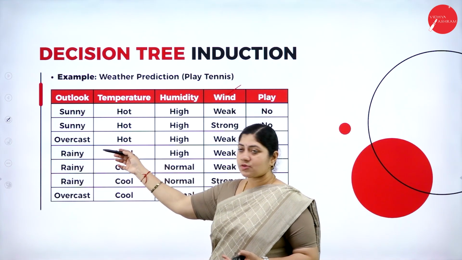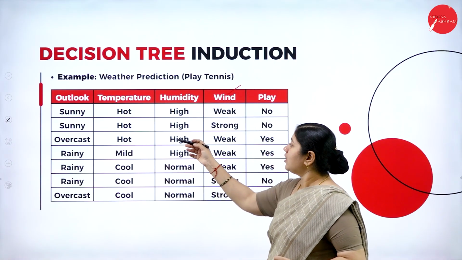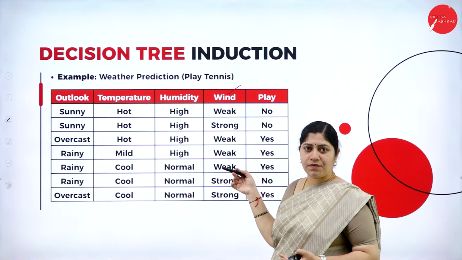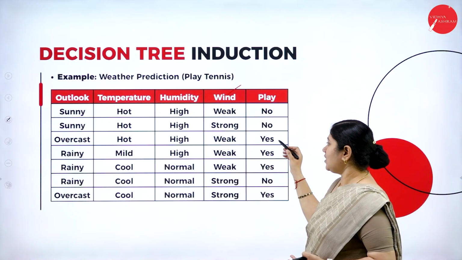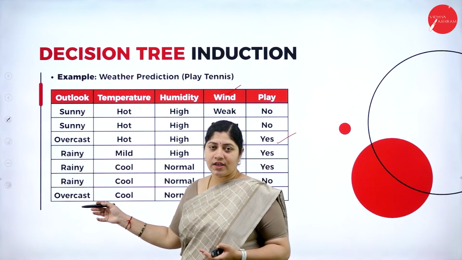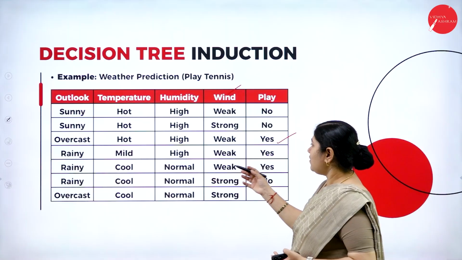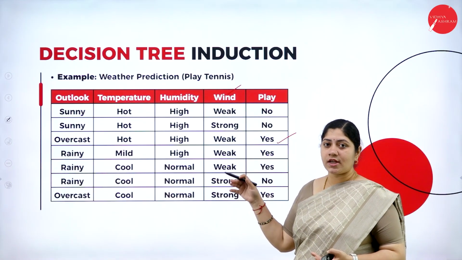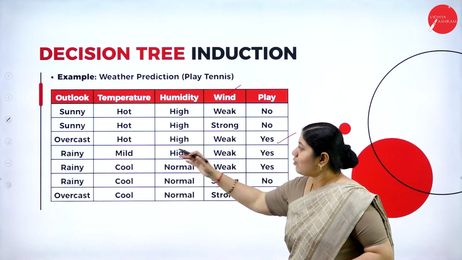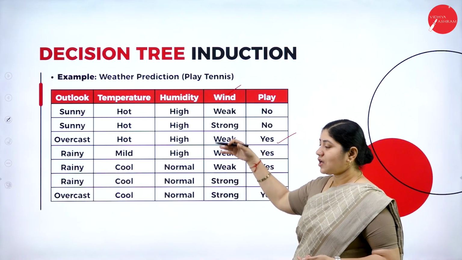Next, similarly, with respect to overcast, again we will be going with hot or high humidity, followed by the wind. If it is weak, can we play tennis? Yes. Next, if it is a rainy case, with respect to humidity as well as the temperature, we will decide whether we can play tennis or not. So this is my decision column depending on various data sets. All right, now let's move forward and understand how this is built.